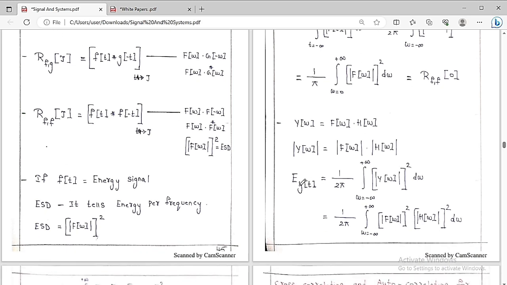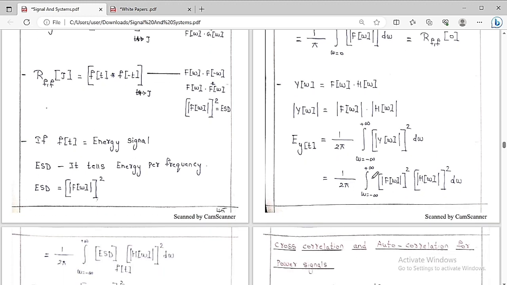Now I want to find the energy present in the y of t signal, which we can get either in the time domain or in the frequency domain. So I'll go for the frequency domain: 1 by 2 pi integration of omega from minus infinity to plus infinity of mod of Y of omega whole square d omega. Mod of Y of omega is mod of F of omega into mod of H of omega, and (a into b) whole square is a square b square. So by that we get 1 by 2 pi integration from minus infinity to plus infinity of mod of F of omega whole square into mod of H of omega whole square d omega.